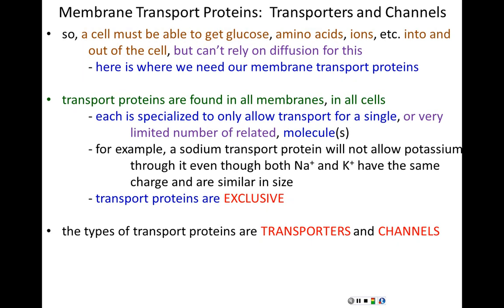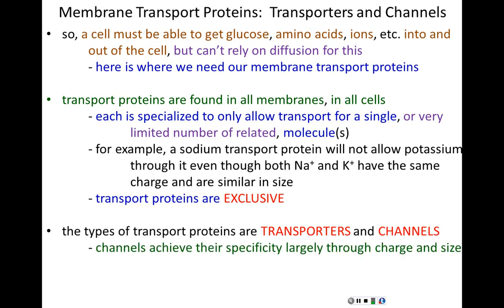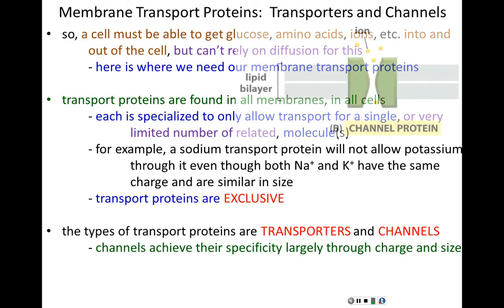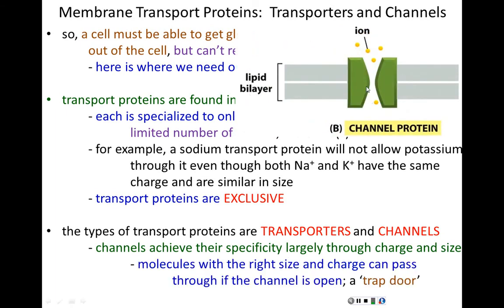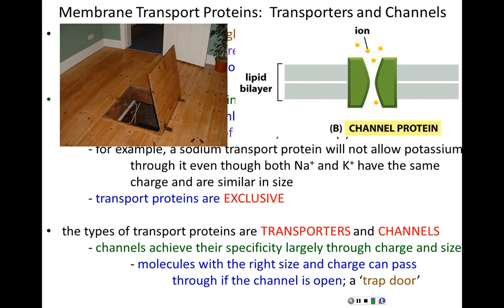The types of transport proteins that we deal with are transporters and channels. We've talked about that before. Channels rely specifically on the charge of the molecule and the size of the molecule to determine whether or not that molecule will be let through. And so the exclusivity of channels is due to the size and charge of the molecule going through it. Okay? That's how channels work. Molecules that are the right size and charge pass through the channel. They float right through it, no problem. It's almost as if the channel's a trap door and the molecule just flows right through it. Molecules with the wrong size and or the wrong charge don't fit through the trap door, don't get through the channel.